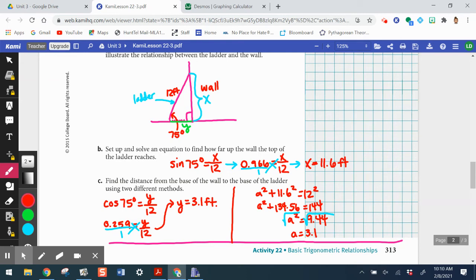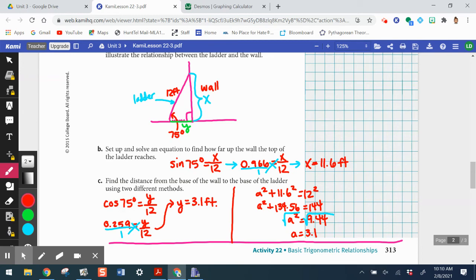Now, could you have done tangent now that you found the height of the wall? Sure. But 11.6 was a pretty approximated answer. So I always encourage you to use the information that was given from the start. Use the information that wasn't rounded. So that's why I chose to do cosine of 75, because it would find the length of this side and use the hypotenuse that was already given to us.